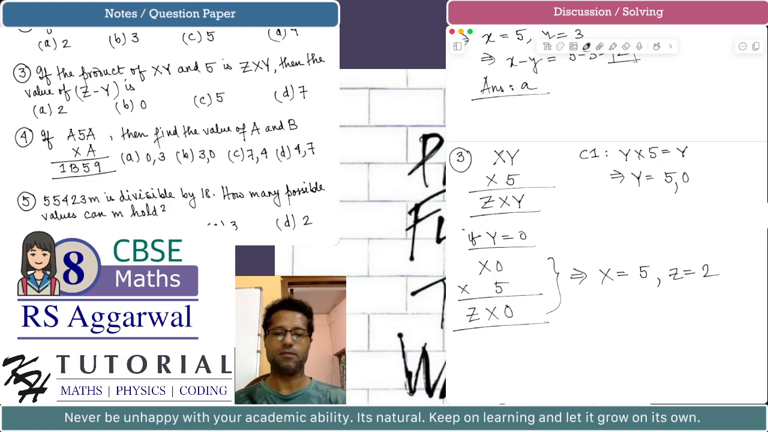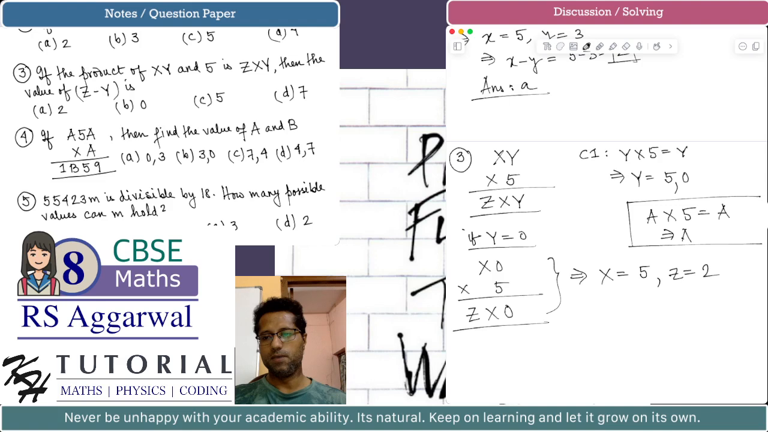What else can the value of x be such that x0 multiplied by 5 gives zx0? It cannot be 0. So if a digit a gets multiplied by 5 and it gives the digit a only, then this will imply, as a side note, that a can only be 0 or 5. So in this case, when x0 is multiplied by 5, we are getting as a result zx0.